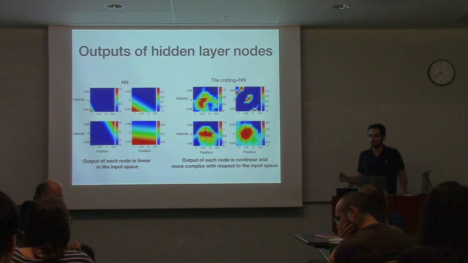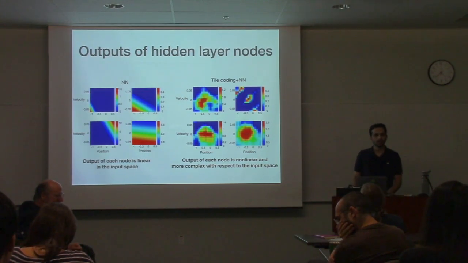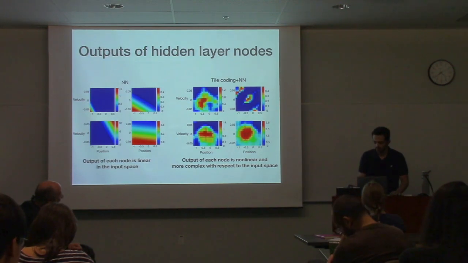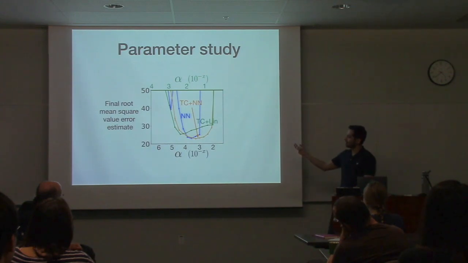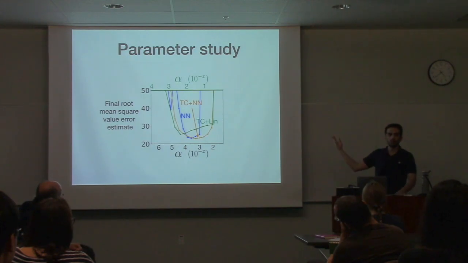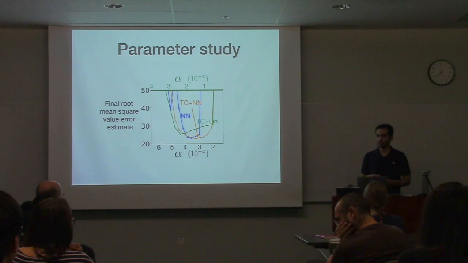There are more parameters to set. That's for sure. We need to create a good tile coder. We need to play with the neural network. But the thing is that we're also gaining something. For example, if you look at this parameter study, the range of step size for which tile coding plus neural network is converging is larger than for the neural network itself. So you don't have to play with that many step sizes to find a good step size for which your method converges. But I guess I don't have a pretty good answer to that question.